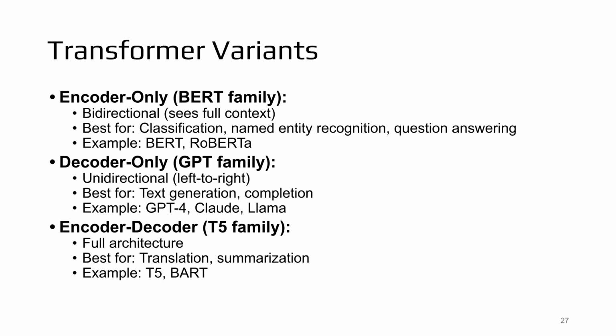Transformers come in three main variants. Encoder-only models like BERT process the full input bidirectionally. They're excellent for classification, named entity recognition, and understanding tasks. Decoder-only models like GPT process left to right. They excel at text generation and completion. Encoder-decoder models like T5 use the full architecture. They're ideal for translation and summarization, where you need to transform one sequence into another. Most modern LLMs like GPT-4 and Claude are decoder-only, generation-focused.